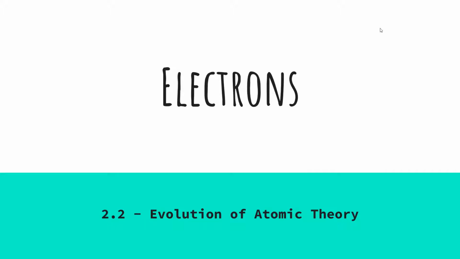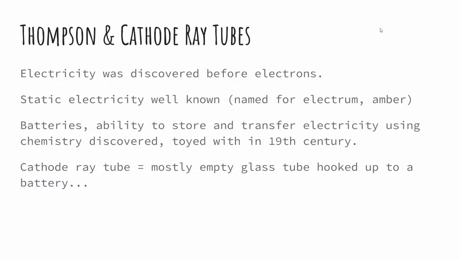Welcome back to Chapter 2, Section 2, where we talk about how atomic theory evolved. We'll be starting with electrons, talking about how they were discovered and how we learned about them by means of various experiments that were conducted in the late 19th and early 20th centuries. First up, we have J.J. Thomson and his cathode ray tubes.